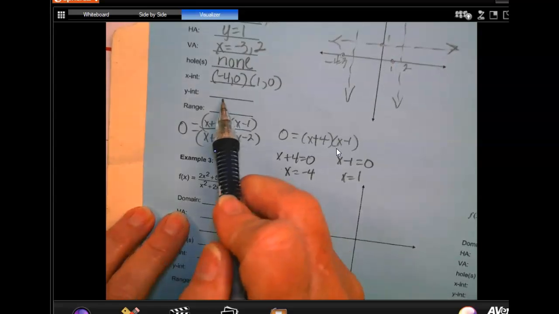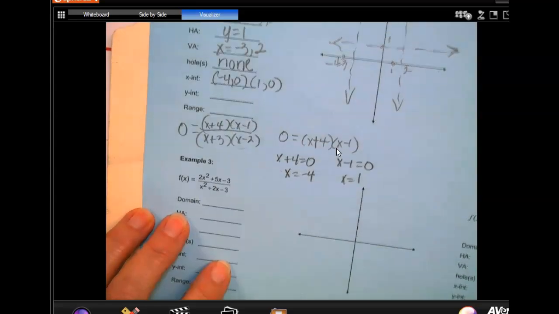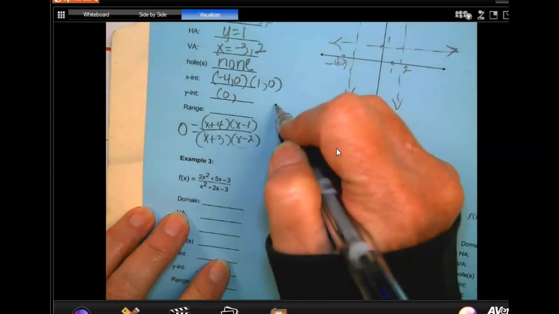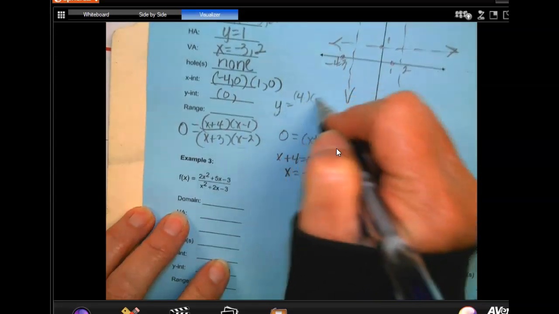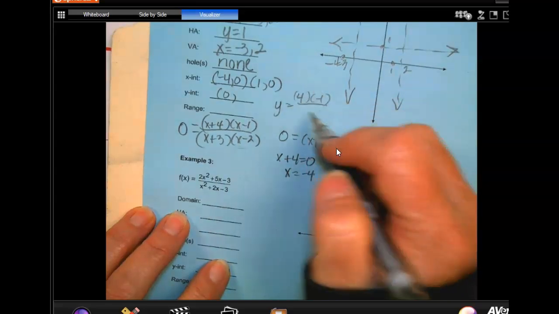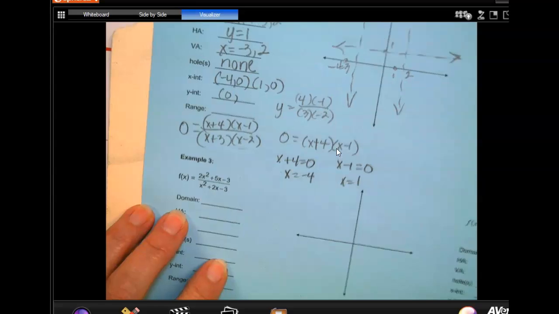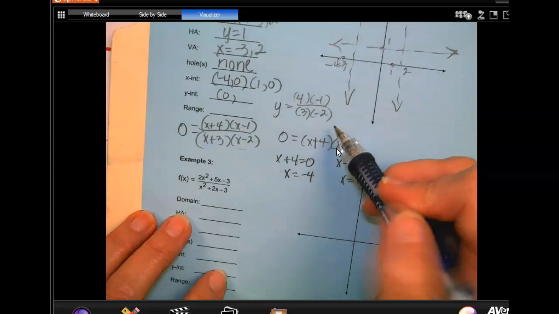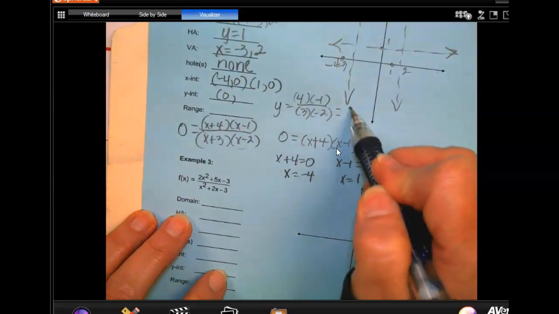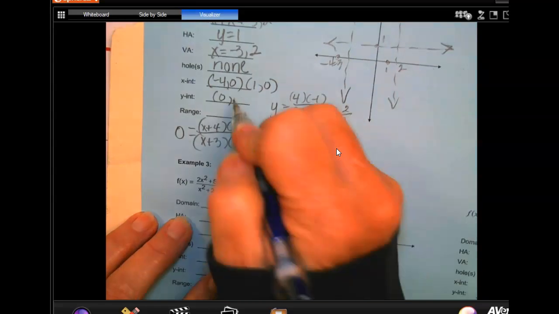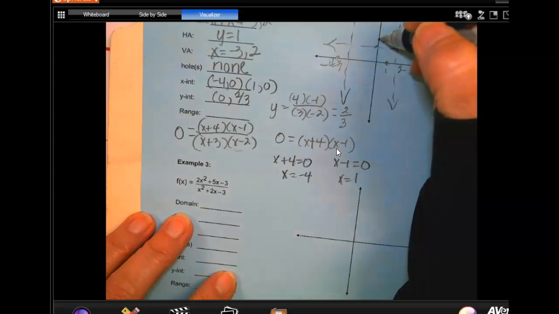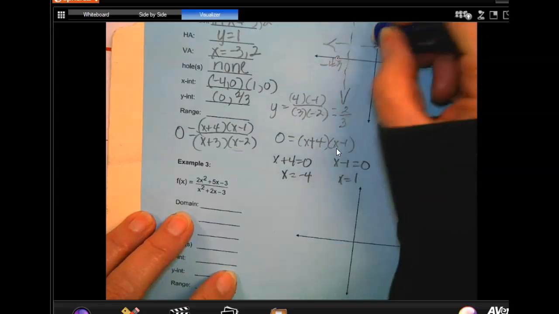How do I find the y-intercept? X is 0. So if I make my x 0, that's going to give me 4 times negative 1 times 3 times negative 2. So that gives me negative 4 over negative 6. What's a negative divided by negative? And then 4 over 6 reduces to 2/3. Which tells me I have 0, 2/3 right here. Oh wait, below the 1, sorry.